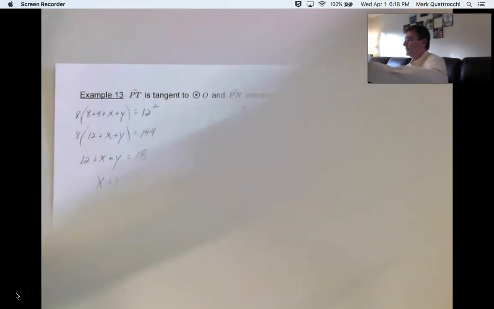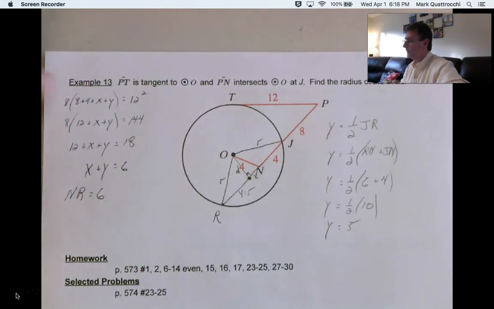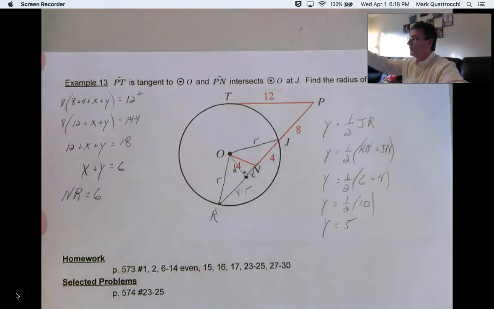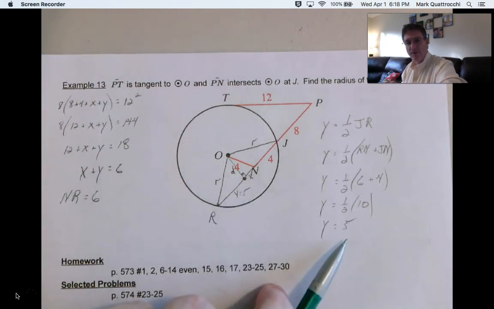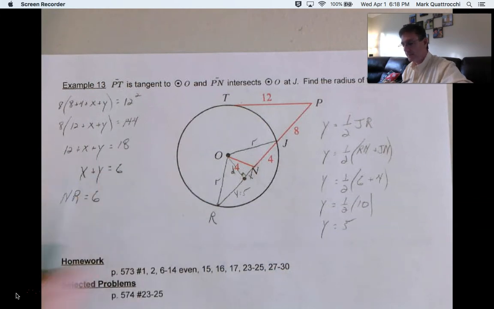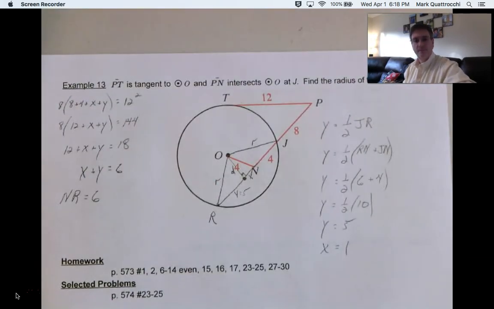How does that help us? Okay. X plus Y equals 6. So what's X equal to? We know what Y is, 5. So X has to be 1. So this is equal to 1 here.